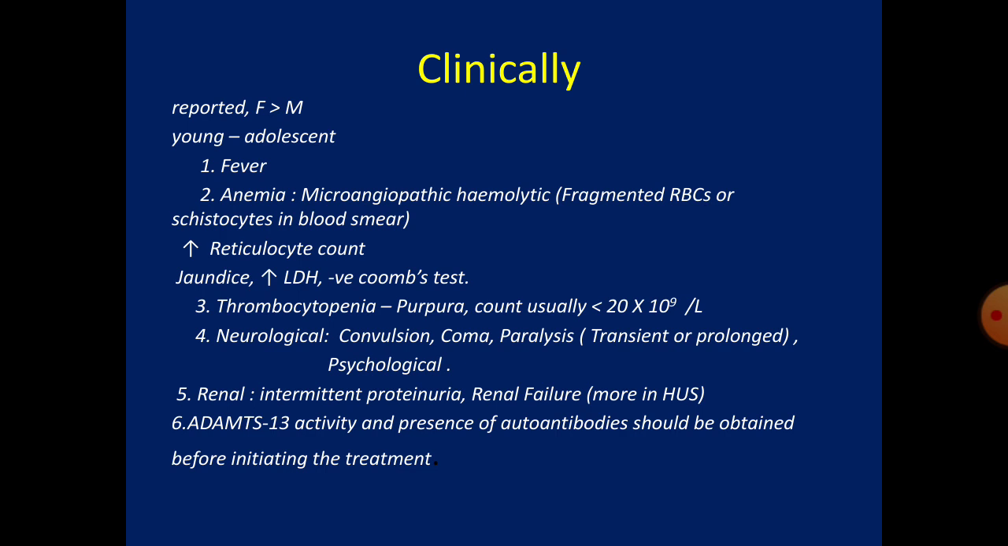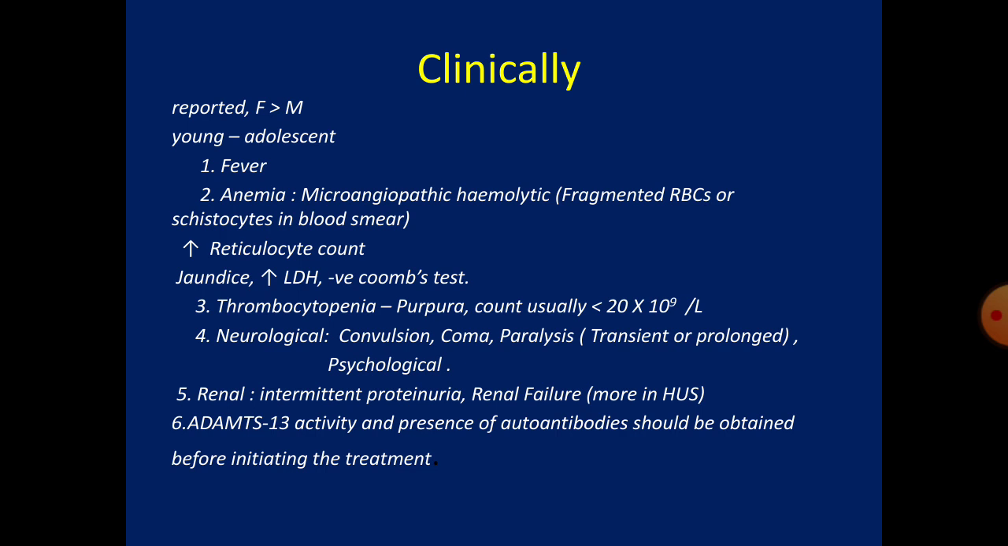In addition, because this large multimer binds with the platelets, these patients develop thrombocytopenia and so present with bleeding, and the majority of these patients have severe thrombocytopenia with a platelet count less than 20. In addition, these patients develop neurological complications in the form of convulsion, coma, paralysis, which is transient or prolonged, or sometimes psychological manifestations.